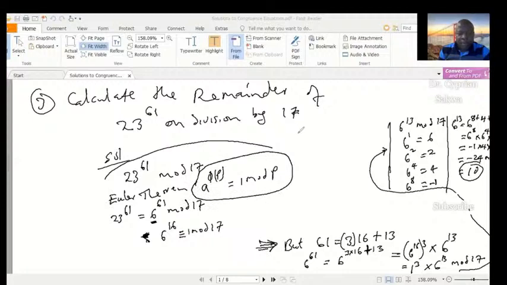Because Fermat says that a^(p-1) is congruent to 1 mod p. And you remember that for Fermat's, this p must be prime and should be a number that cannot divide a. So the only difference, therefore, is in the statement. But the way we work out will just be the same. Let's look at another example.